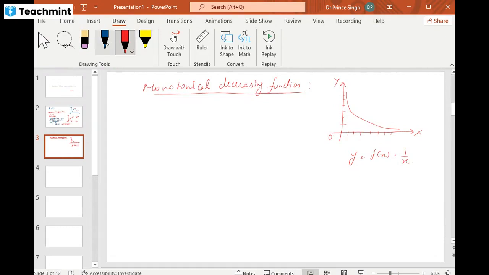So what is the condition for a monotonically decreasing function, or a strictly decreasing function? It is: if x1 is greater than x2, then f of x1 is less than f of x2. This is the condition of a strictly decreasing function.